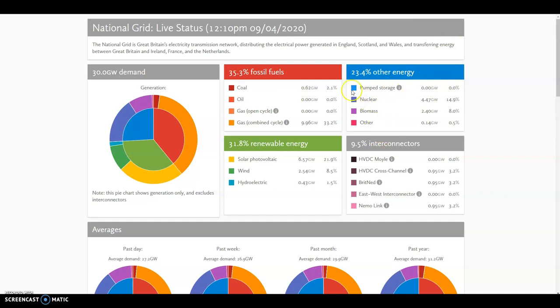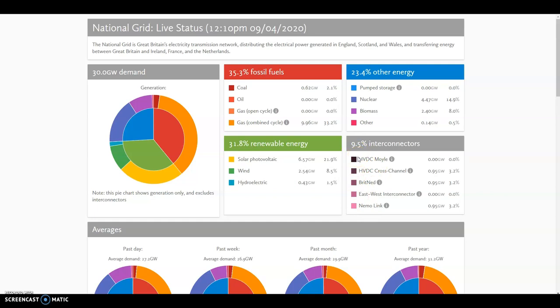We've got other types of energy. So we've got this pumped storage. That's where in the mountains, there's lots of them in Wales, I believe, you pump up water to the top of a mountain and you store it until energy is needed at high demand. So normally this is quite low unless we've got a high demand time. We've got nuclear and biomass. We've got interconnectors, so 10% at the moment.